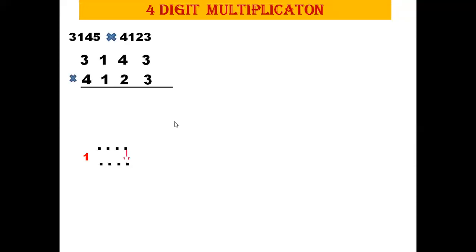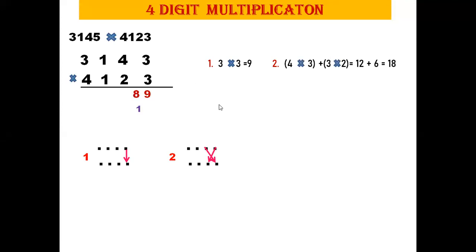First step is we'll multiply vertically. 3 times 3 is 9. So we write 9 here. Next step is we multiply crosswise. So 4 times 3 plus 3 into 2, which gives us 18. We write only 8. 1 is carried over. Next we multiply vertically as well as crosswise. So 1 into 3 plus 3 into 1 plus 4 into 2, which gives us 14. Then we add this 1. We get 15. We write only 5 and 1 is carried over.